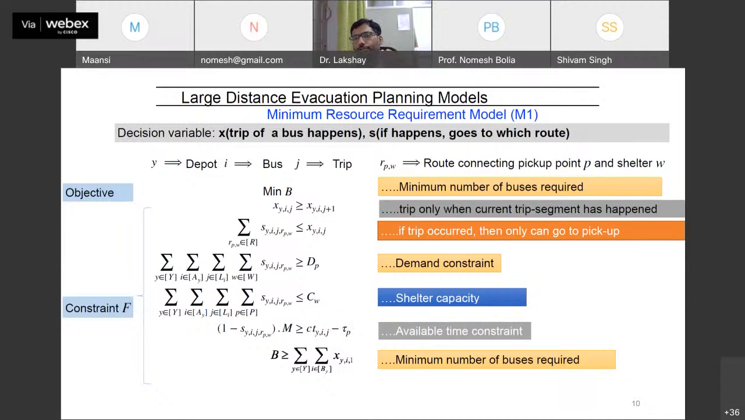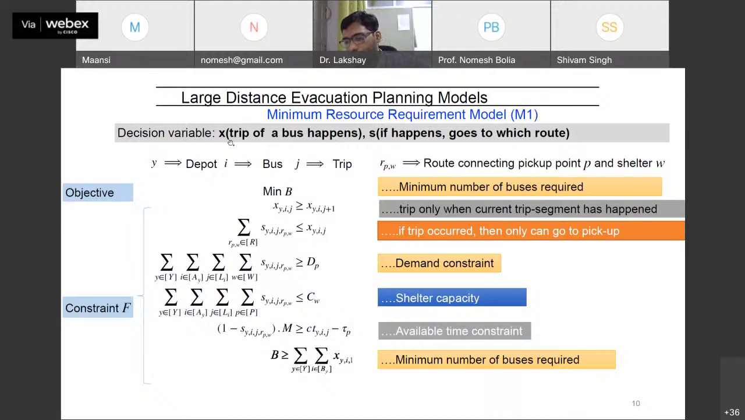If it's happening, it's going to which route. That is something we need to decide. So these are the two decision variables here, the X and S. As I've told you, the first thing is to know the objective function, which is the minimum number of buses that are required. And these are my decision variables, X and S.